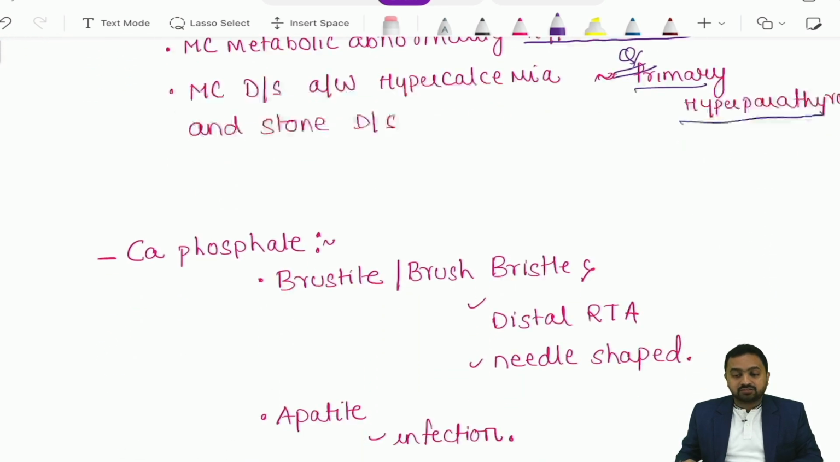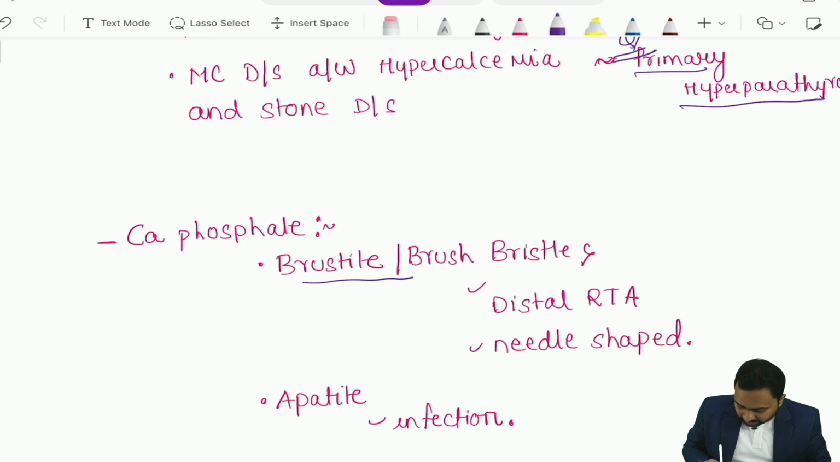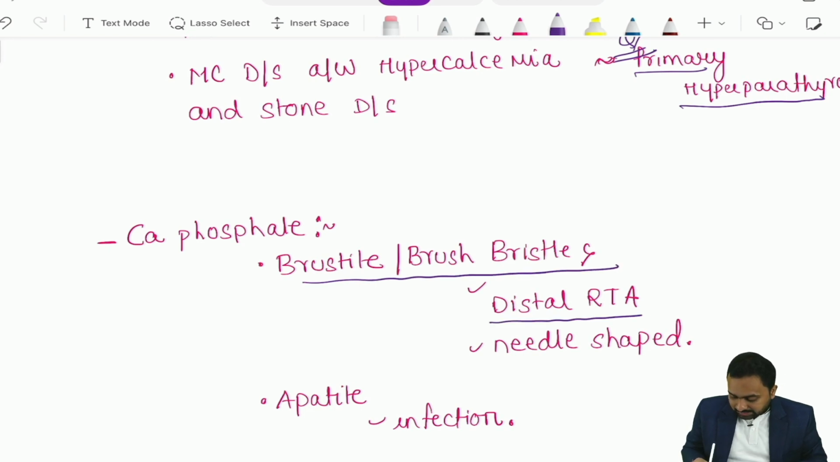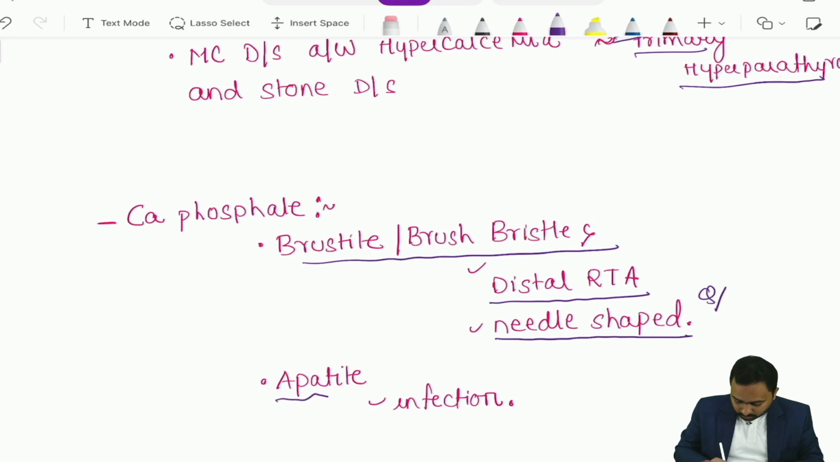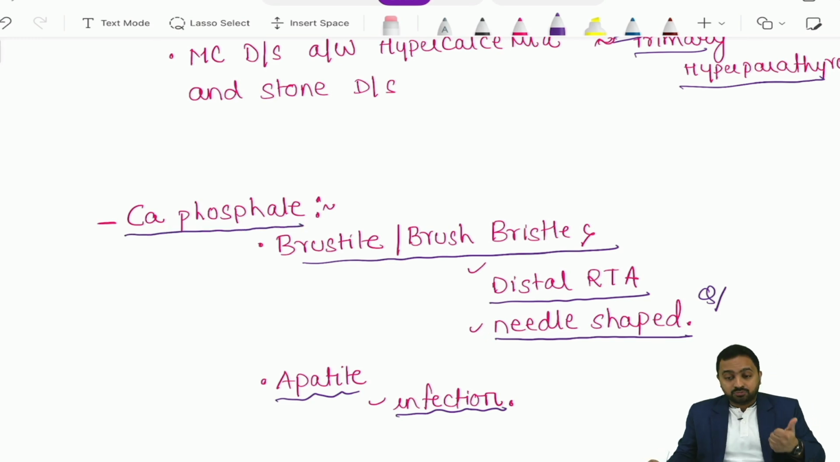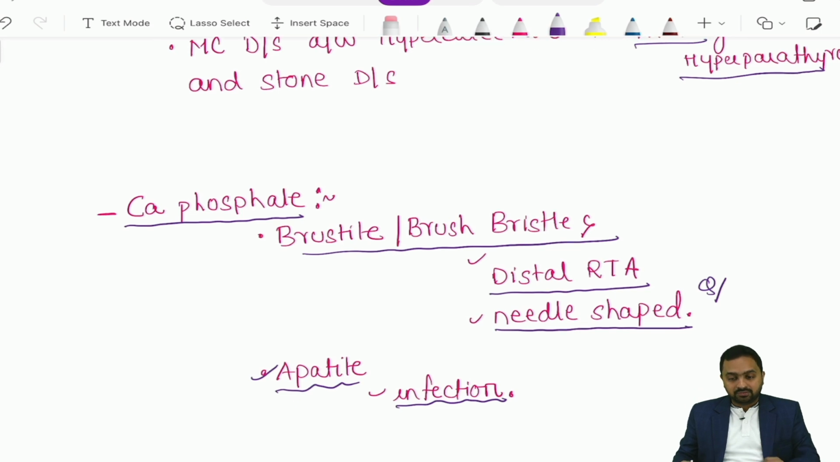Then we have your calcium phosphate, which are your brushite, usually occurring in your distal renal tubular acidosis, and they are your needle shape. Now, apatite stones are usually present in cases of infection. So, your calcium phosphate stone, your brushite subtype is seen in your distal renal tubular acidosis, whereas your apatite form is seen in cases of infection.